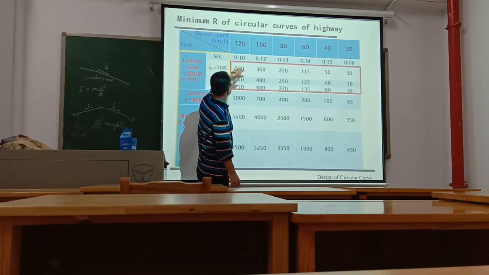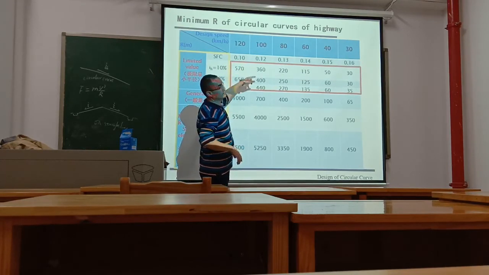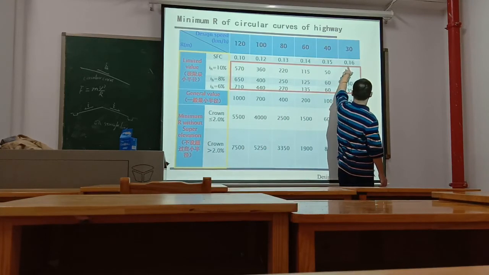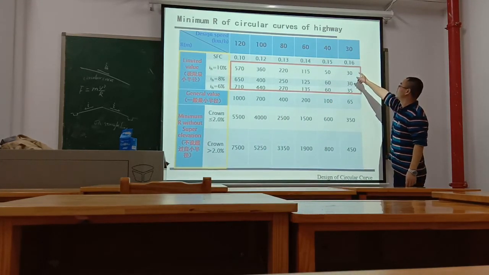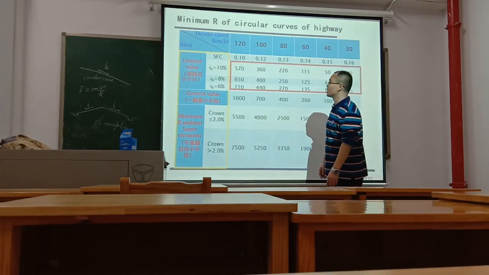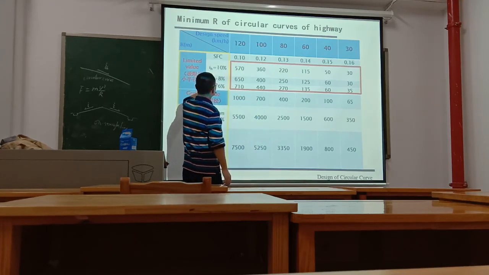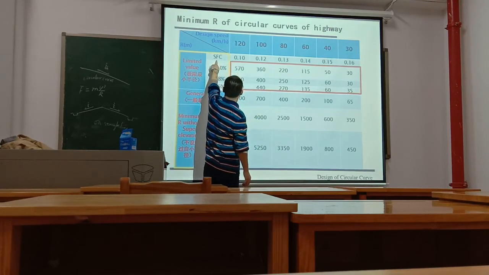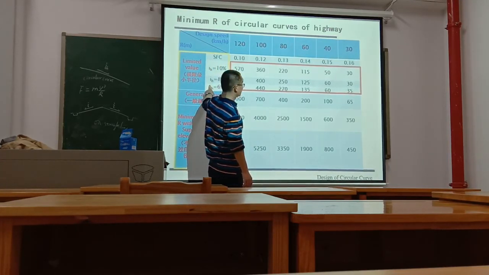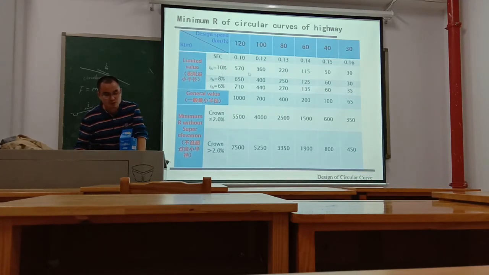When the design speed is 120 kilometers per hour, mu is equal to 0.10. When the design speed is 30 kilometers per hour, mu is 0.16, so we can get the radius according to design speed, mu and IH. We have mu, IH, so we can get R.